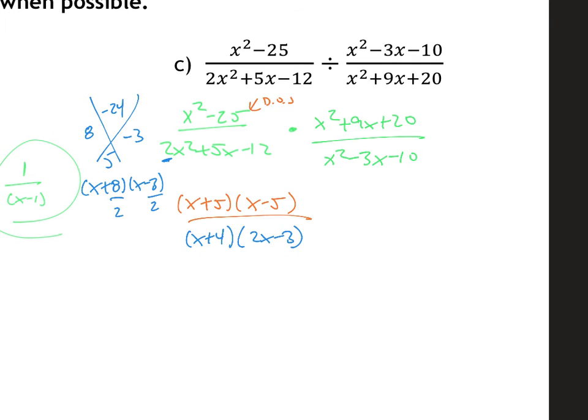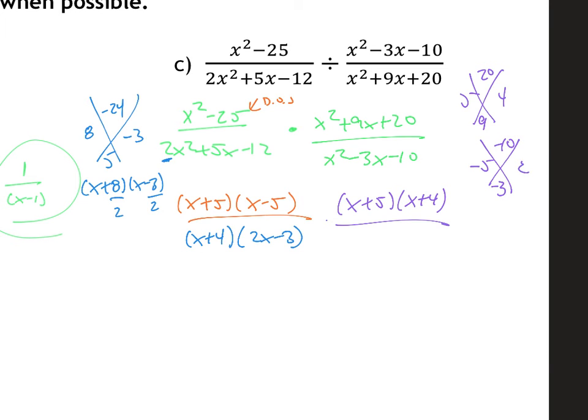All right, let's go look at the other fraction. So what factors of 20 give you 9? So 5 and 4. So x plus 5 and x plus 4. And then what factors of negative 10 give you negative 3? So that's a negative 5 and a positive 2.